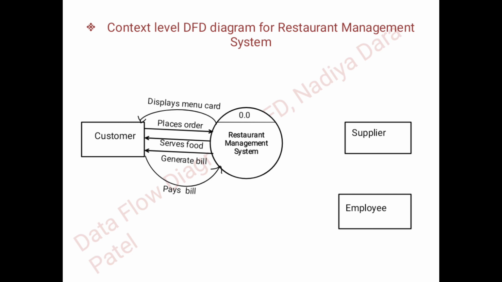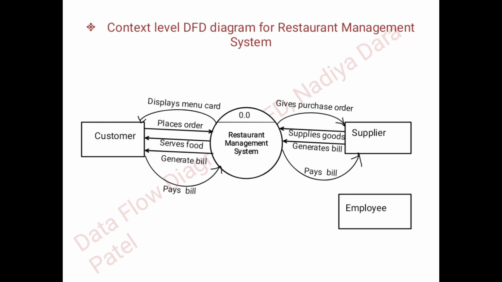Let us head towards the other side. Here, a purchase order is given by the restaurant to the supplier. Supplier in return is going to supply the goods. He is going to generate the bill for whatever he has supplied to the restaurant. Restaurant is going to pay back to the supplier. So this is how we have completed the other part as well.